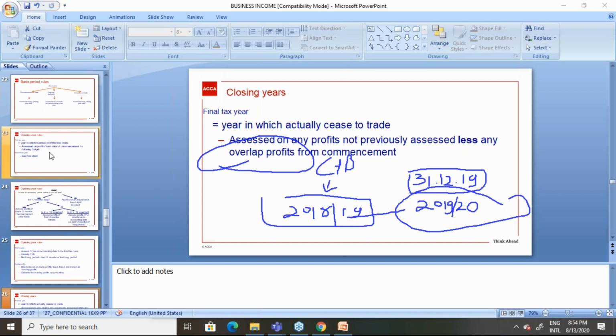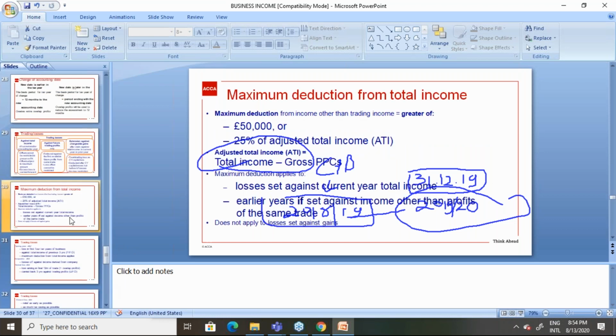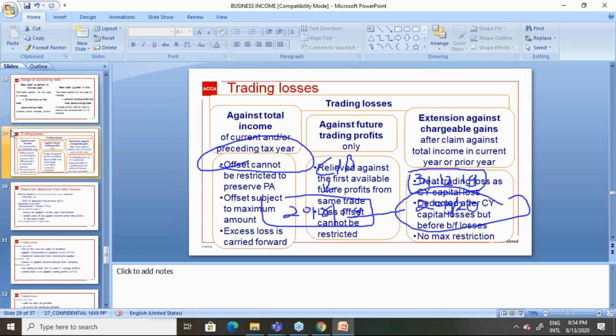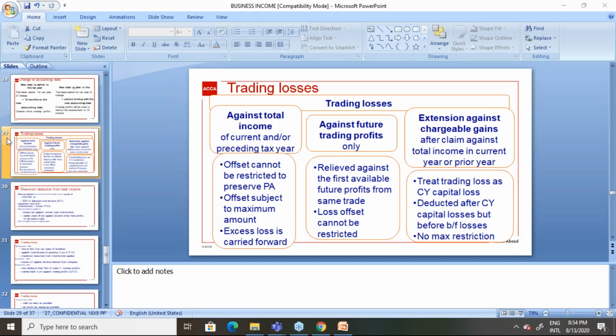And finally, within the remaining time that I'm having, let me quickly explain the loss reliefs available, because it is an extremely important area for the exam. Now, when it comes to an unincorporated business, you have to have the ability to compare the loss reliefs available to a company and to an individual.